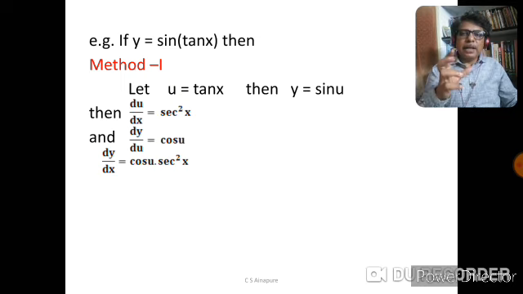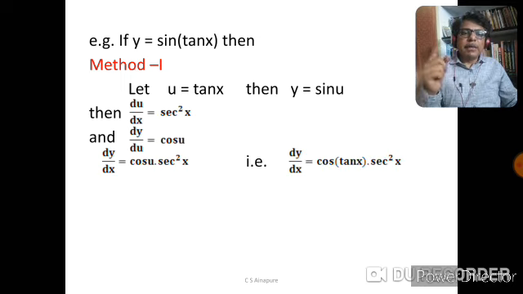And so we are getting this derivative, but u was introduced by us. Now we will remove it. So we will replace u again by tan x, and so we will get the formula like this: dy by dx is equal to cos of tan x into sec square x. So this is the derivative of y is equal to sine of tan x. This is by the first method.